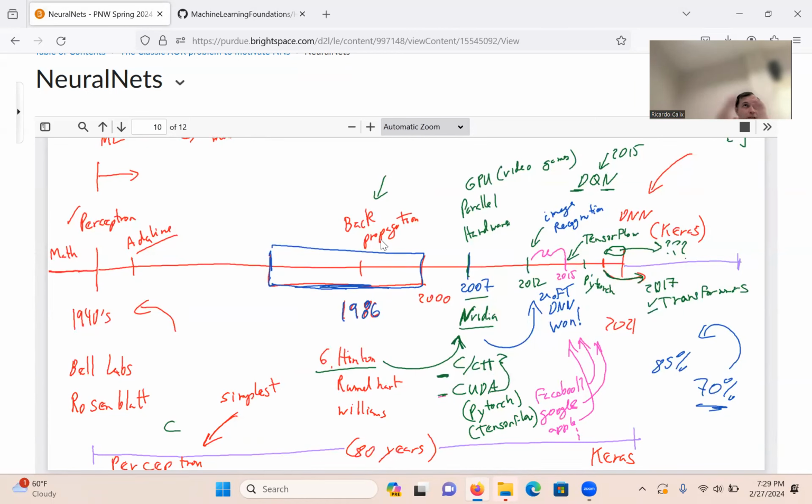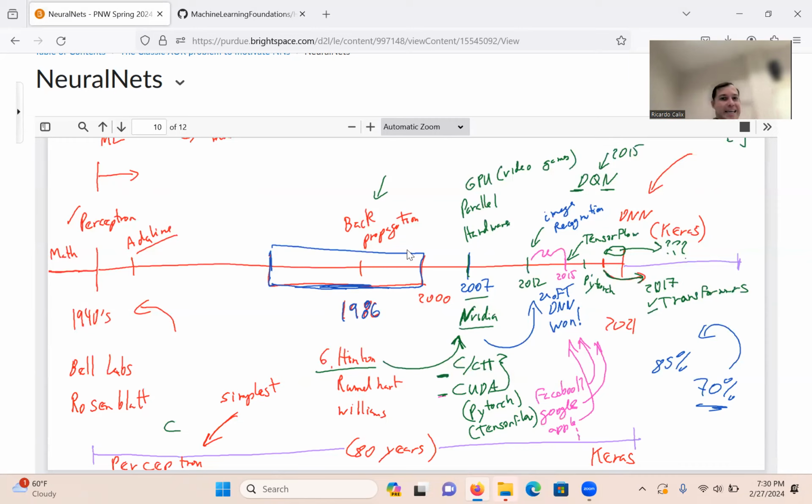That was the algorithm that they still use today. So you might ask, if they had the algorithm in 1986, why didn't they have ChatGPT in 1986? What was missing? Think about it. Data and what else? Processing power. Those two things were missing.